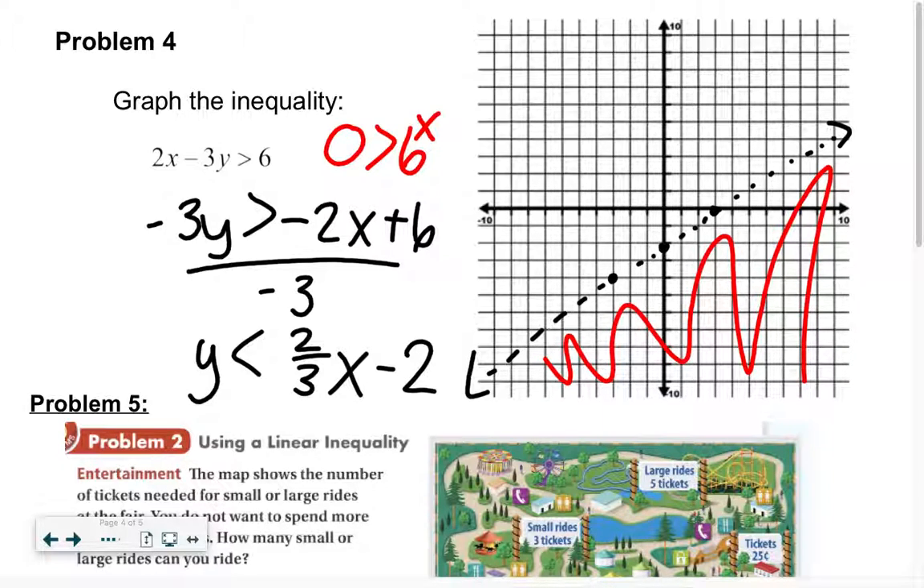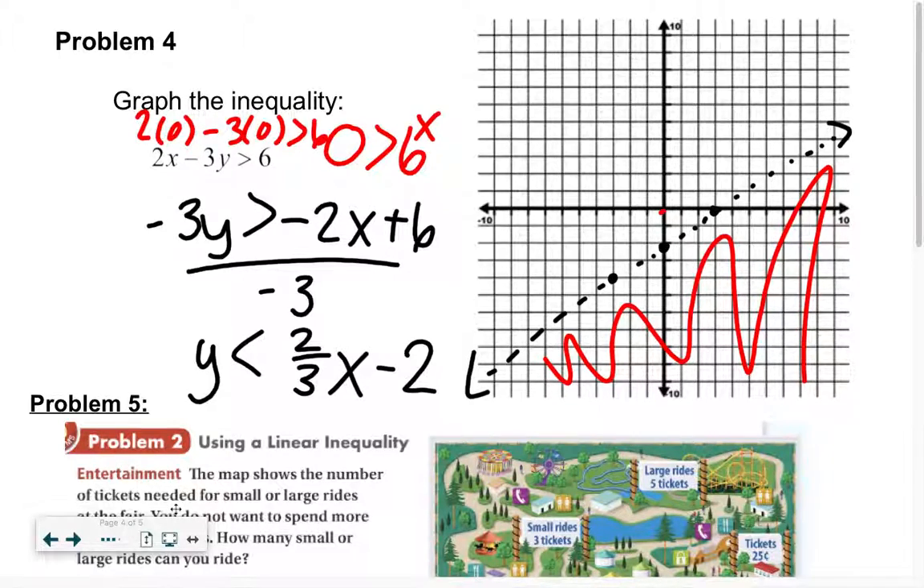Questions so far? So how do you tell which side you shade? So if it works, then you shade it. If you plug 0 in, so 2 times 0 minus 3 times 0, this is all 0, right? So is 0 bigger than 6? No. Since that's not true, we shade opposite. So if it is true, then you shade that side. So you always shade what's true. So like this would be false, shade what's true. Does that answer? Okay. Alright.